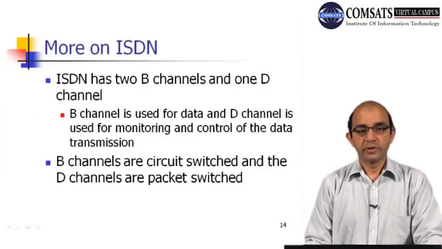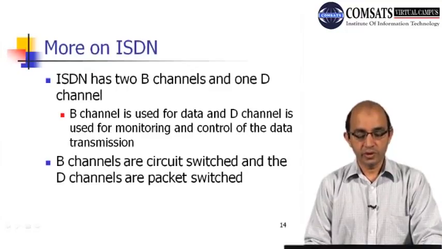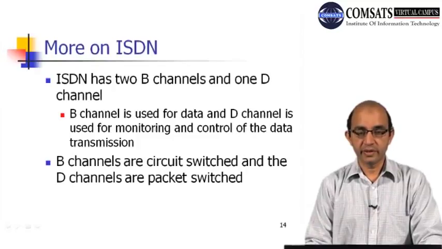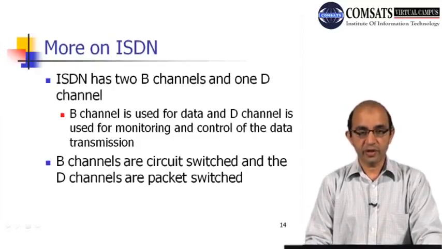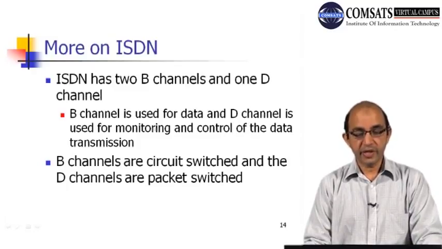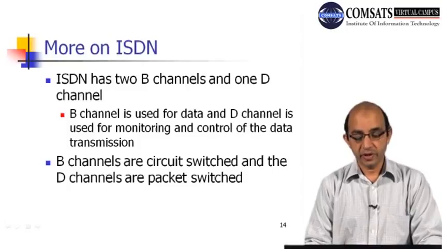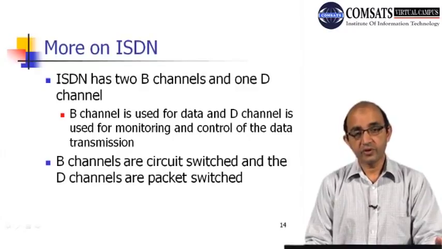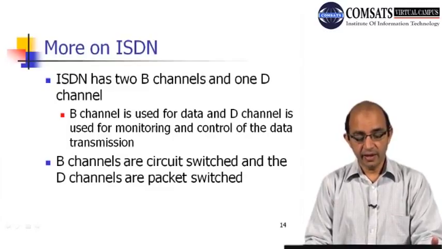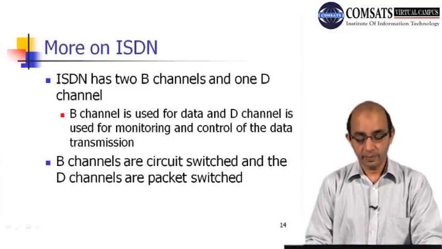So let's talk about ISDN in more detail. In ISDN we have two different types of channels. The first one is the B channel and the second one is the D channel. The B channel is used for data transmission and the D channel is used for control of data transmission. So we have two different switching techniques for those two channels, B and D. B channels are circuit switched, and D channels are packet switched.